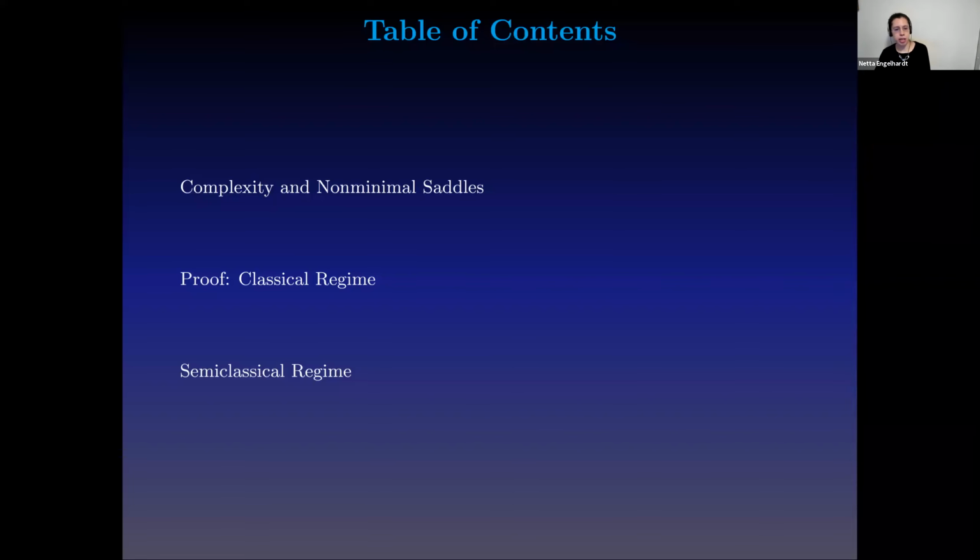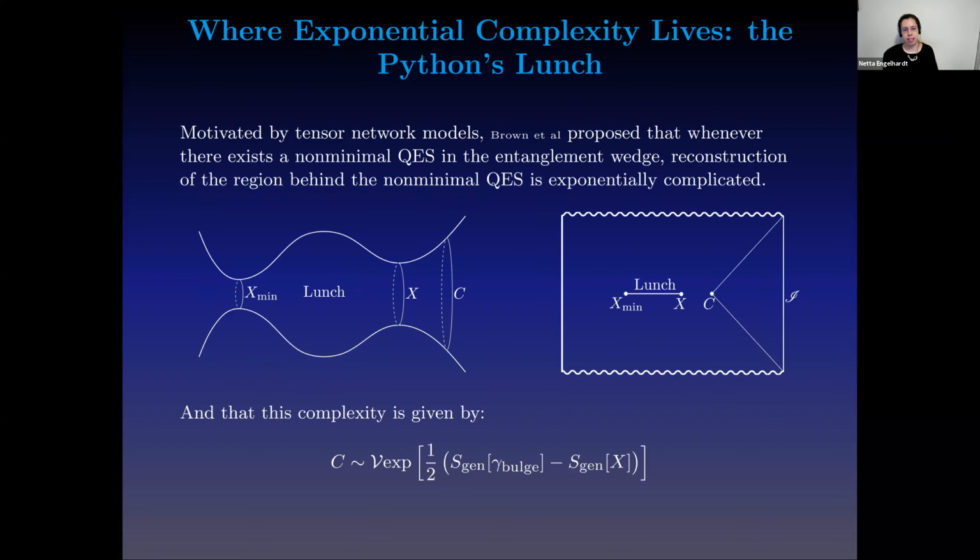Okay, so I'm going to begin by drawing the connection between complexity and non-minimal saddles, and we'll end up with a proposal, the so-called strong Python's lunch proposal, that will allow us to unify this statement about complexity and non-minimal saddles in the gravitational path integral. And then I'm going to give a proof of this in the classical regime. I didn't put the word proof here because it's very hard to be rigorous once you start adding quantum corrections, but it'll be a strong argument in favor of it in the semiclassical regime.